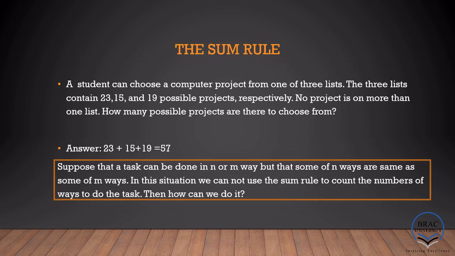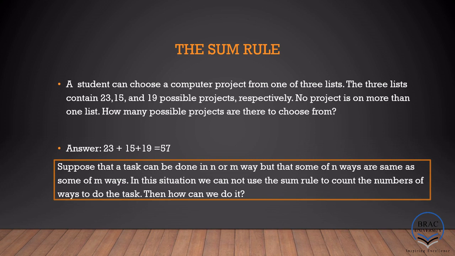Now the sum rule. Say for example you have a problem that says a student can choose a computer project from one of 3 lists. These 3 lists contain 23, 15 and 19 possible projects respectively. No project is on more than one list. That means these are distinct projects in three different lists. How many ways are there to choose a project?